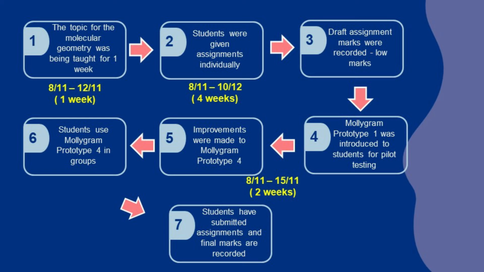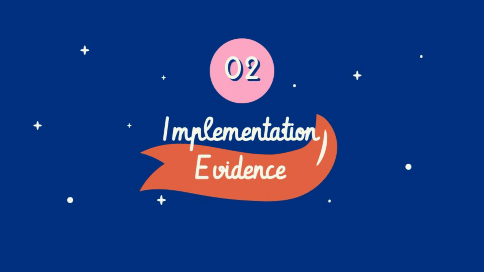Those students who got low marks for their first draft were introduced to the first prototype of the Mollygram hologram kit. From the session, improvements were made on the kit till the 4th prototype of the kit was produced and ready to be used by a larger group of students. Lastly, students submit their final assignment answers, which were then evaluated and their marks recorded.